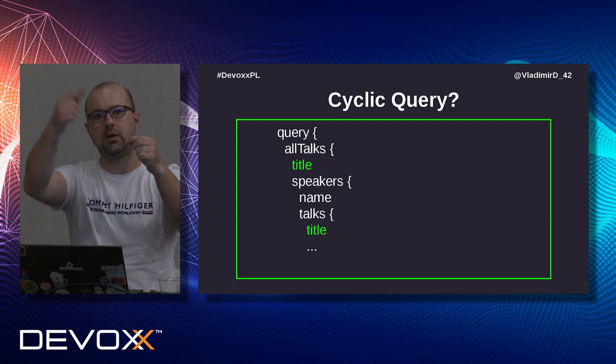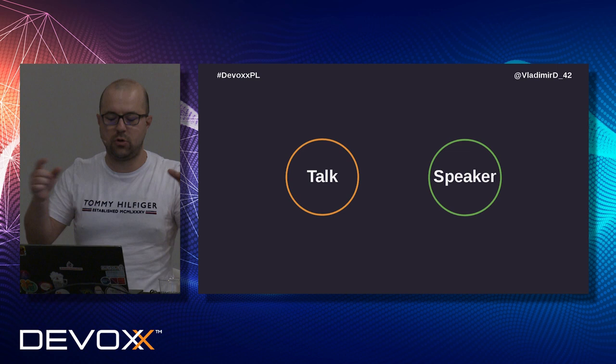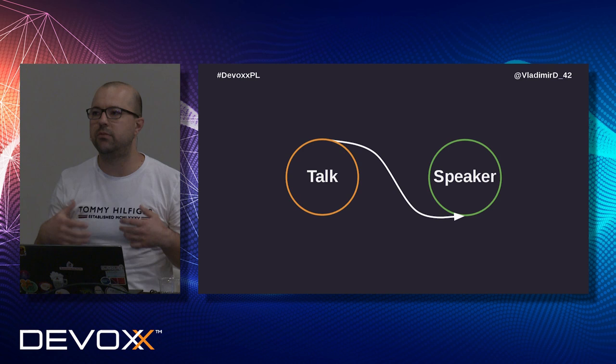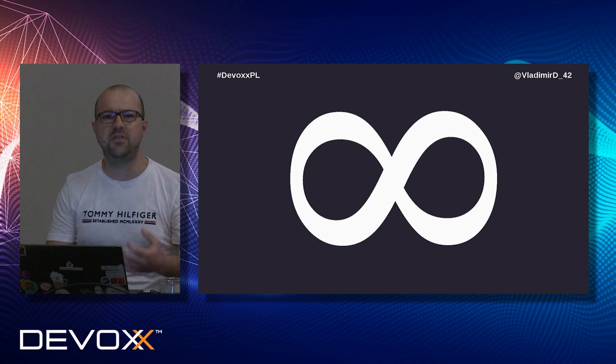The reason for that is simple. We had a talk and we had a speaker, two independent types. Then we said, okay, let's connect the talk with the speaker because it makes sense. We want to give more user-friendly things to our front end. But then we also wanted to go from a speaker to the talk because it also had user-friendliness, and then we ended up in an infinite loop.